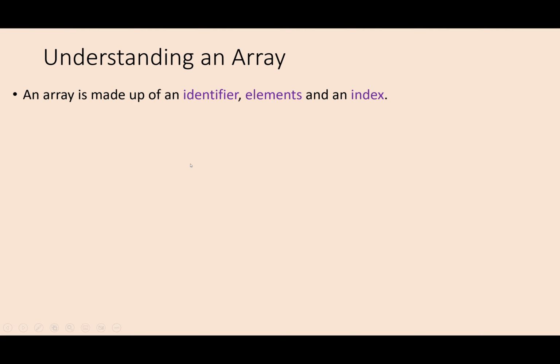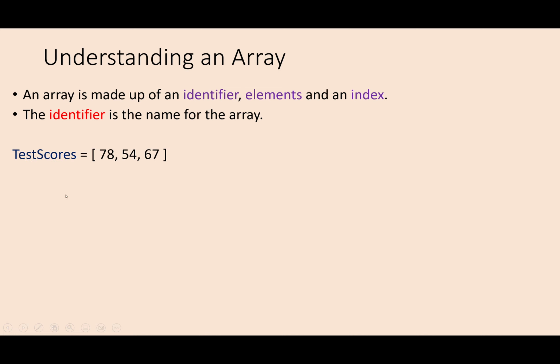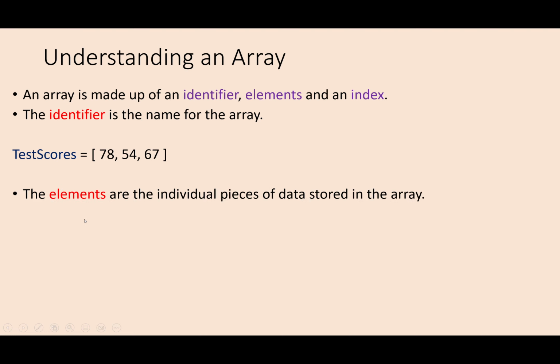So, some key terms. An array is made up of an identifier, elements, and an index. It's really important that you can talk about those and identify how they relate to each other. The identifier is the name of the array. So what would be the identifier for this? Test scores is the identifier. The elements are the individual pieces of data, so the elements are 78, 54, 67.